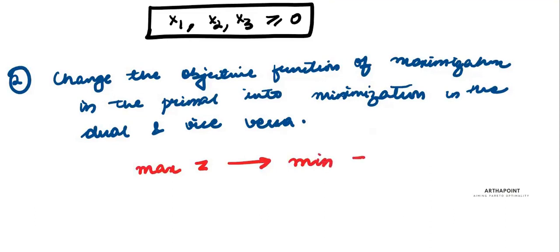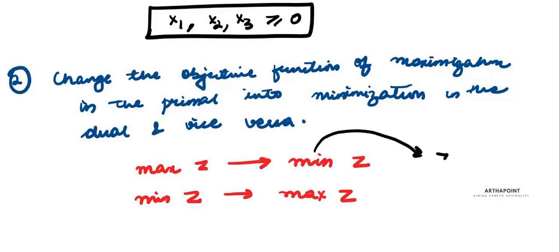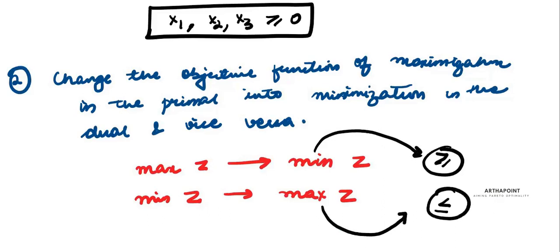And if it is a min function, then it will become a max function. You can write it with Z also, but if you're getting confused, you can use a different objective function sign. If it is a max function, convert it to a min function. If it is a min function, convert it to a max function. In order to convert it, note that a min function should always have constraints greater than or equal to, and a max function should always have constraints less than or equal to.